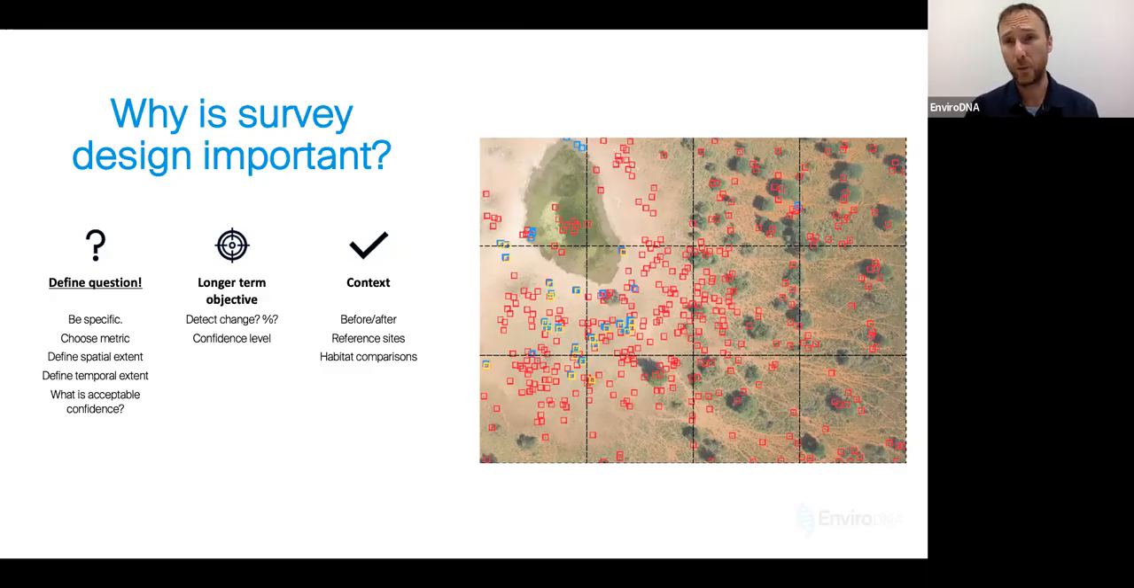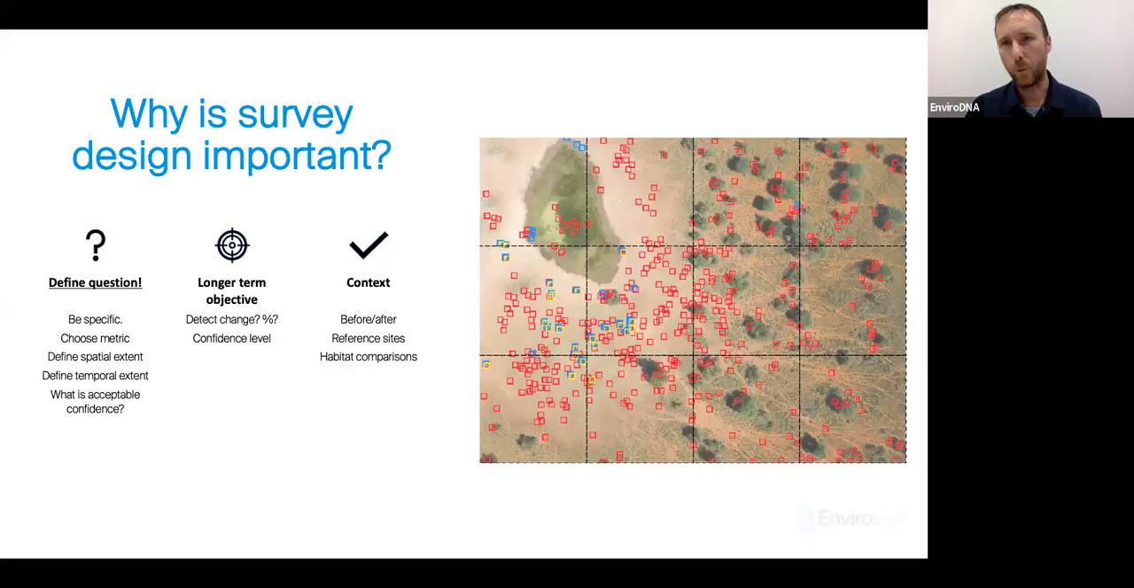From that, we want to choose what is the metric we're going to use to answer that question. Importantly, what's the spatial extent we're looking at? Is it just at a particular site? Is it catchment-wide? Obviously, that's really critical to designing your survey. And then finally, what's the confidence level you're looking at? Are you trying to detect a particular threatened species because a dam is about to get drained? And so therefore, it's critical that you know whether it's there, otherwise they're going to get wiped out.